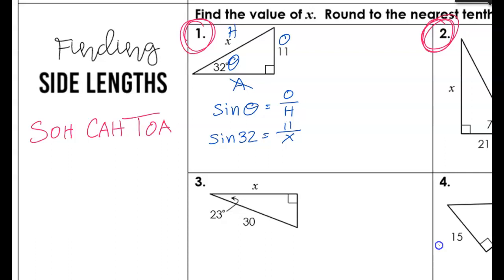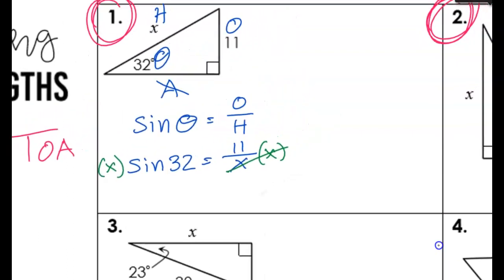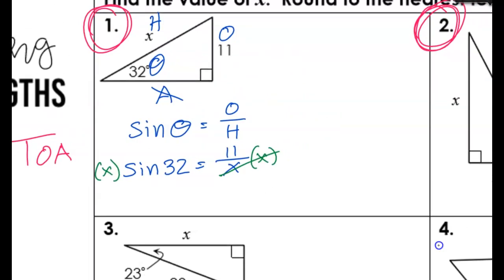How do we go about getting X by itself? Yes, multiply by the denominator, which in this case is X. The X's cancel, and so you're left with X sine 32 equals 11. But then is the X by itself? Can I put it in the calculator? Not quite yet.